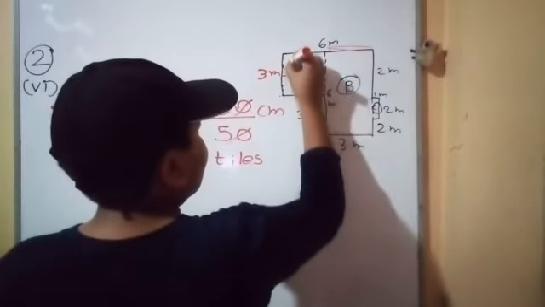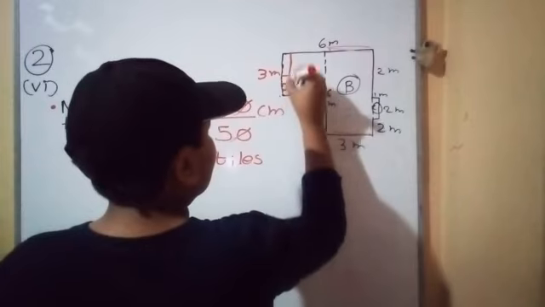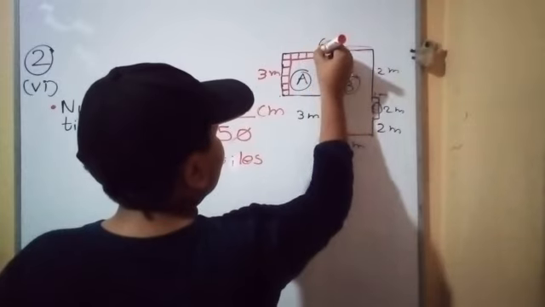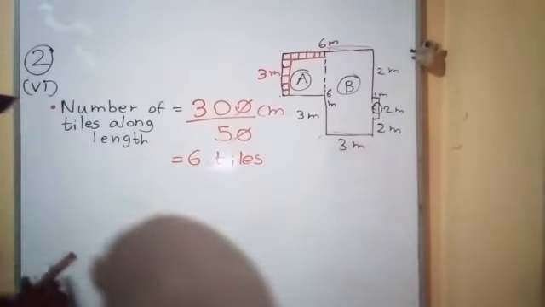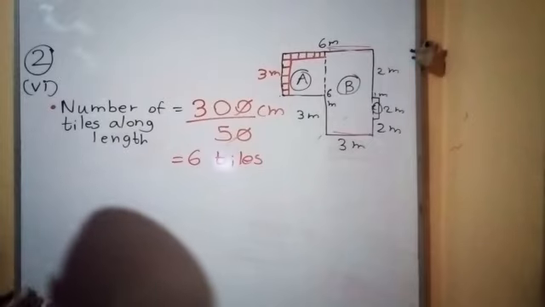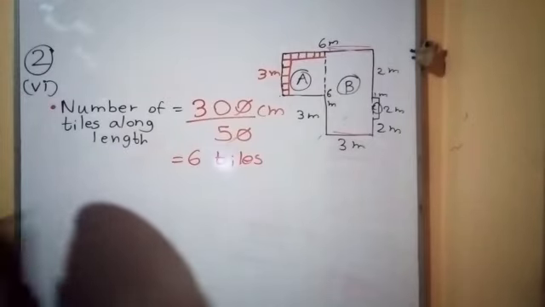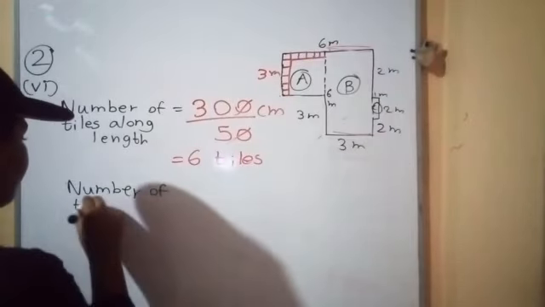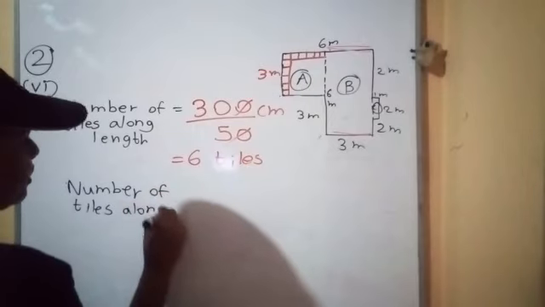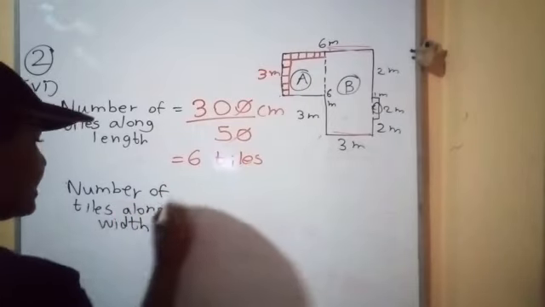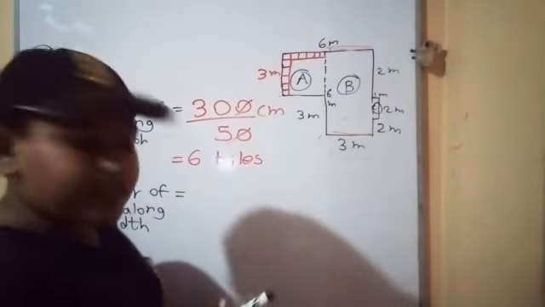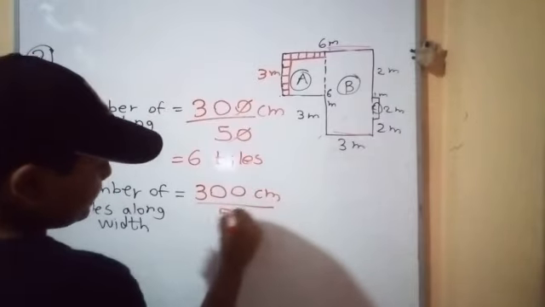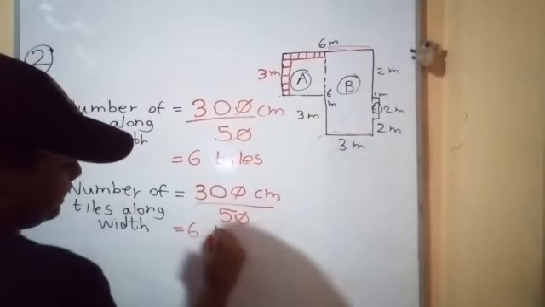It means you get like this now. Next, they are given the number of tiles along width. You want to find that also. They are given 50 centimeters multiply 50 centimeters. So, 300 centimeters again divide from 50. The same one. There are also 6 tiles.